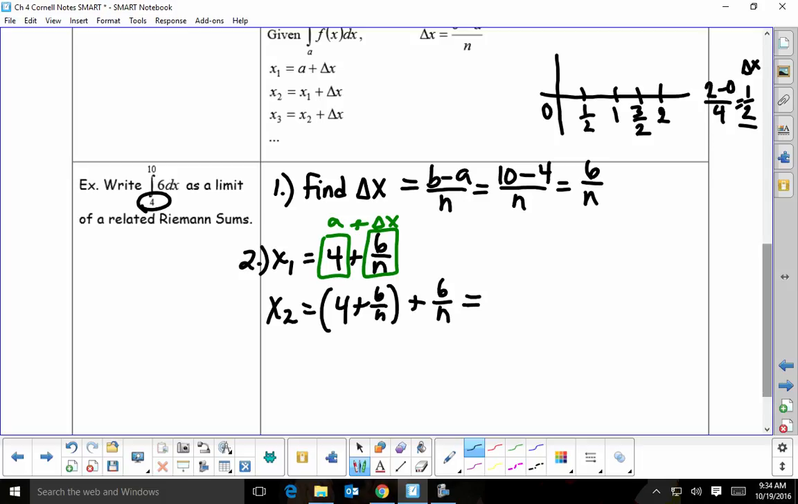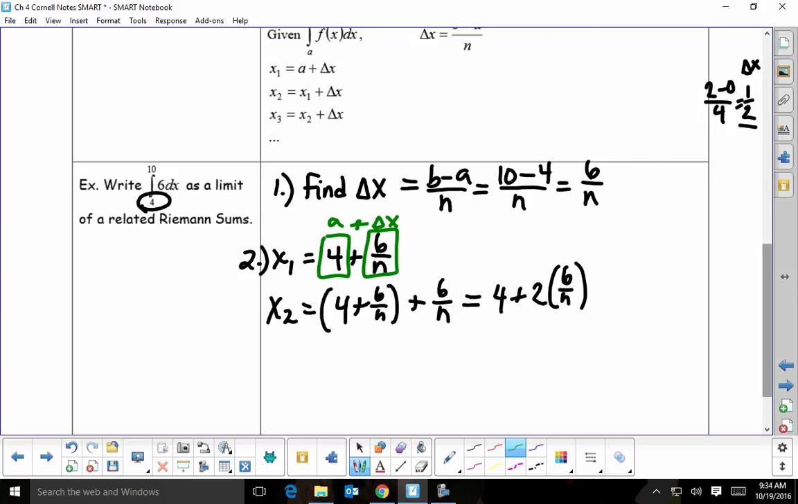So simplified here, this would be 4 plus 2 times 6 over n. So now, the first one we are at maybe this. We started, sorry, at 4. Let's do that. So we started at 4, and then we went to 4 plus some 6 over n, basically. And then our next one is going to be at 4 plus twice the 6 over n. Where's our next one going to be?